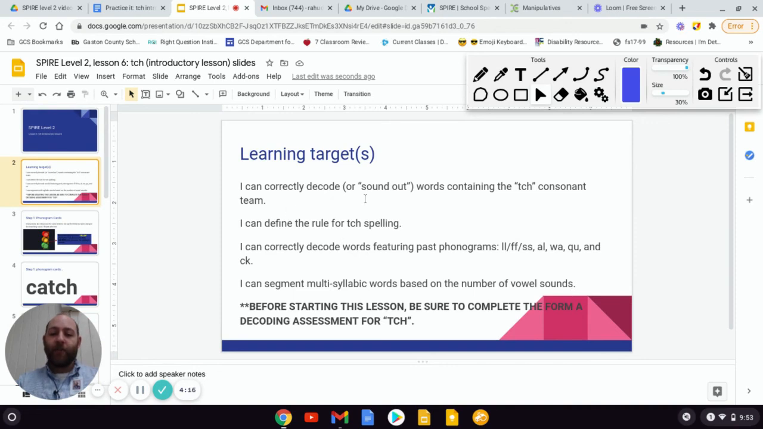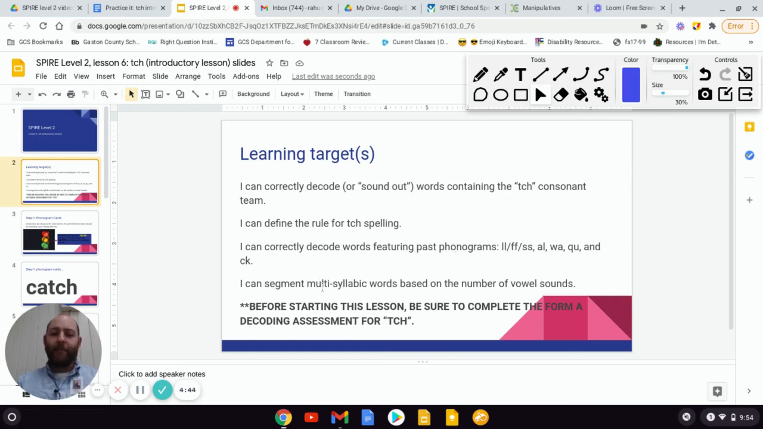I can correctly decode or sound out words containing the TCH consonant team. We realize that when you have three letters that make one sound, it is called a trigraph. I can define the rule for the TCH spelling. And what is that rule? Following a vowel at the end of a syllable. Just like CK, just like LL, FF, and SS, all of those have that same kind of rule. All right. I can correctly decode words featuring the past phonograms.